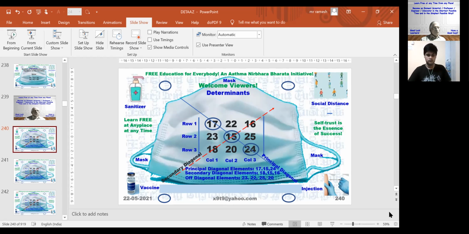I think you have practiced the second order determinant. Now we will take up a third order determinant. You write this one. First row: 17, 22, 16. That is horizontal. Second row: 23, 15, 25. Third row: 18, 20, 24.